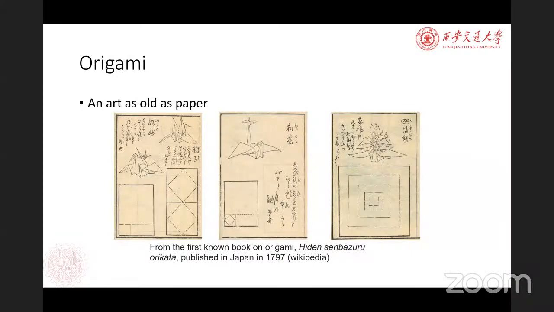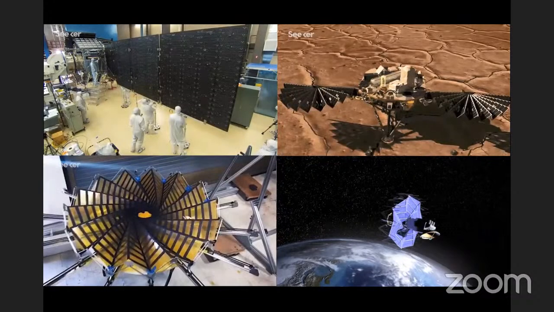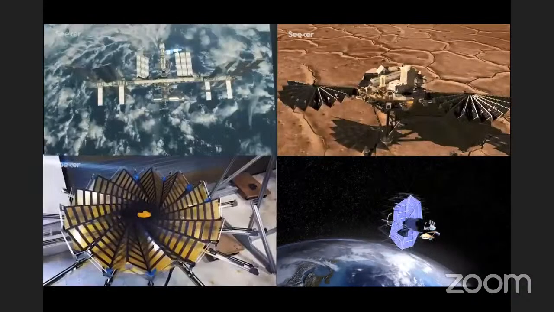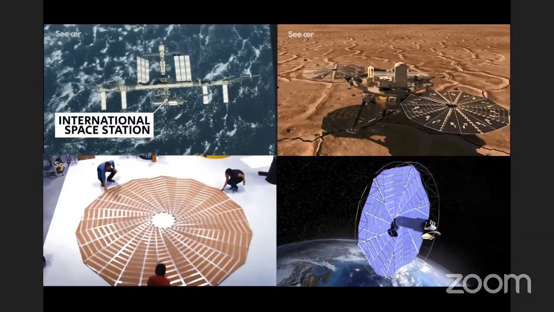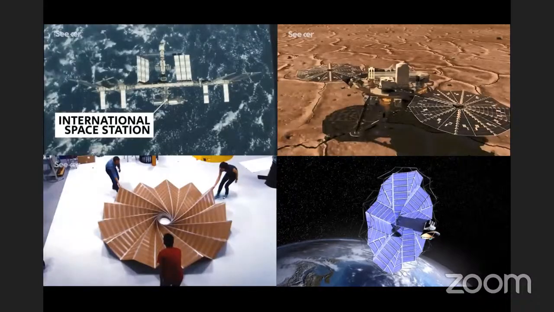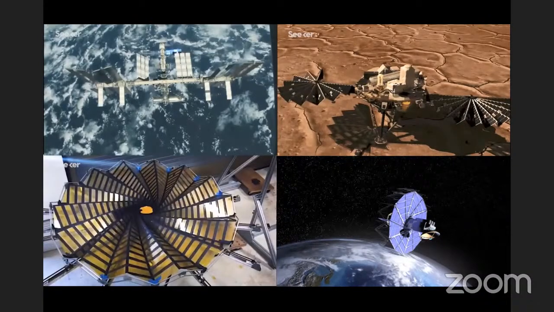So origami has a very old history. Here is the first known book about origami, which was published more than 200 years ago. But the concept and the design idea have been widely applied in modern technology, such as the design of solar panels for space exploration. Here you can find NASA's design for the International Space Station on the upper left and the Mars rover on the upper right, and two other designs for the solar panels of a satellite below.